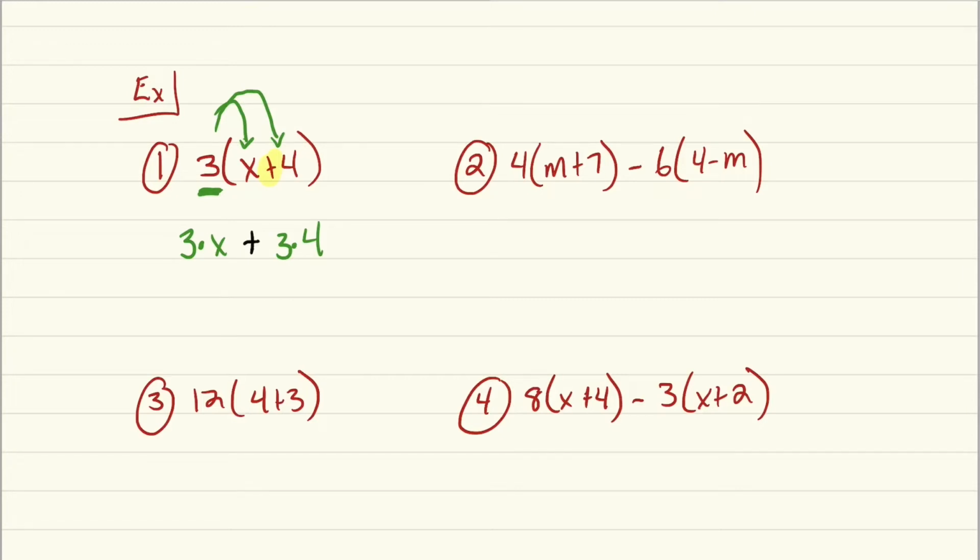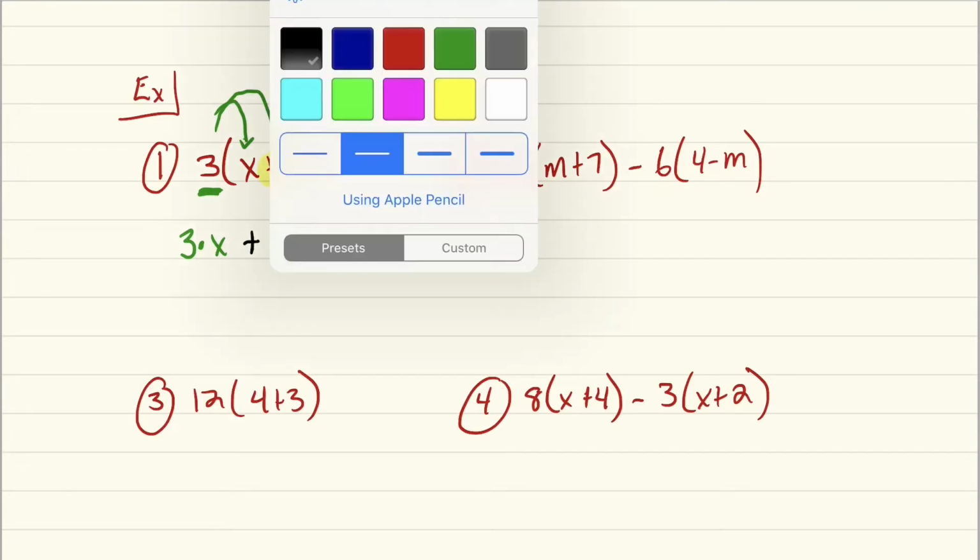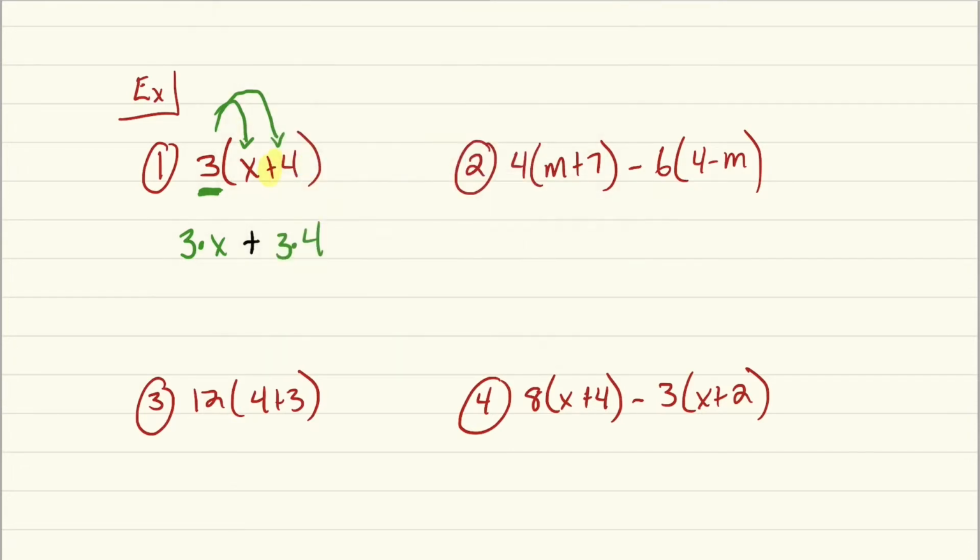Once I distribute, it's back to what we've done before, and all we have to do is just simplify. So 3 times x is 3x, and 3 times 4 is 12. That plus sign stays in the middle there, and we're good to go.